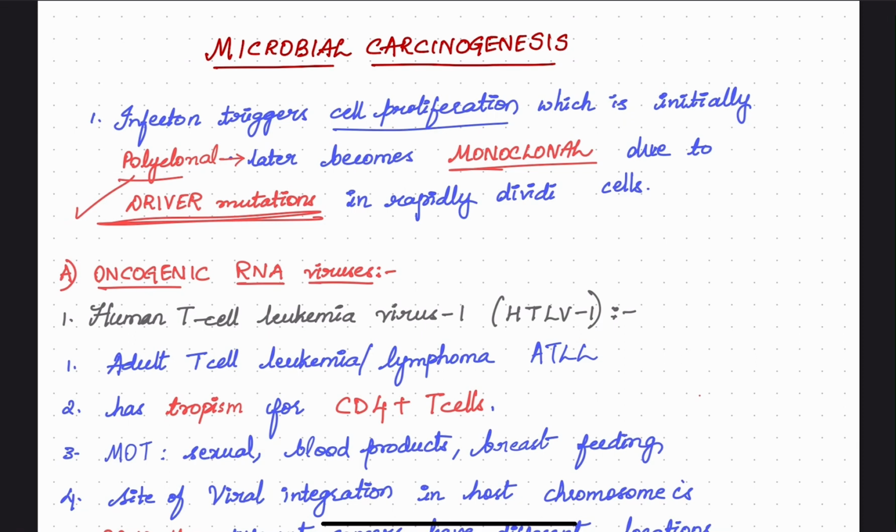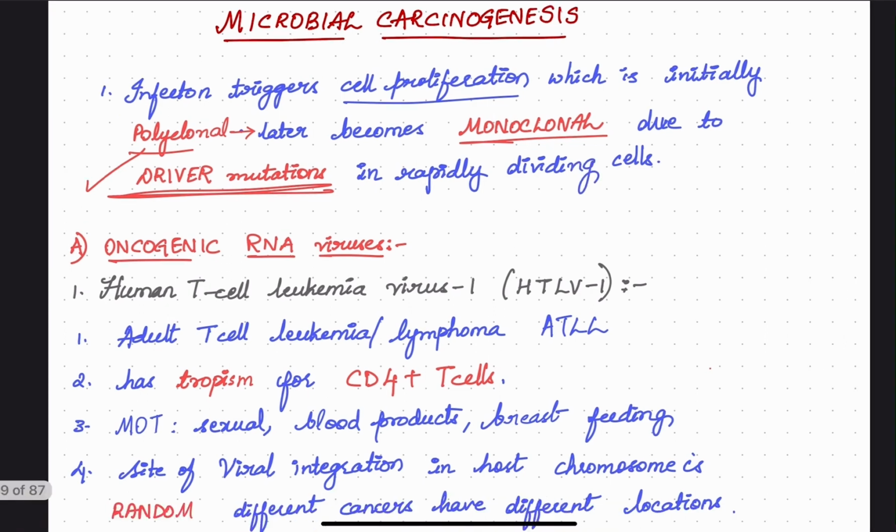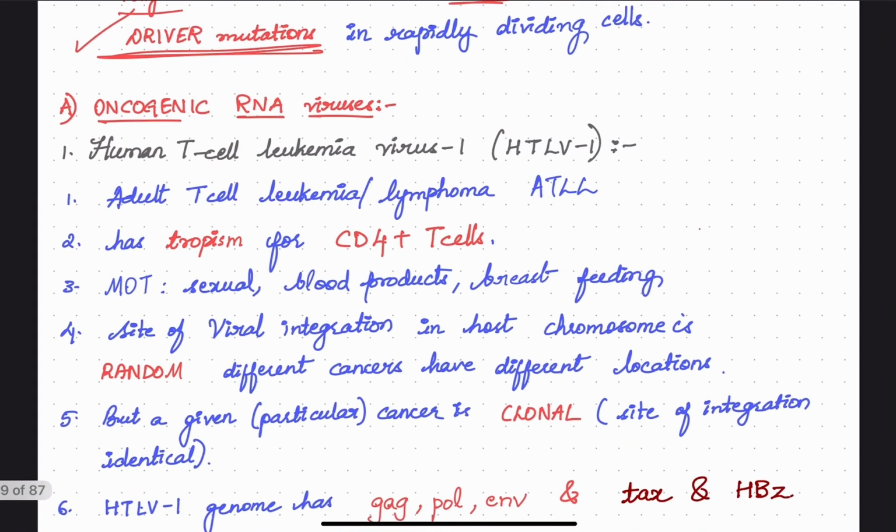Driver mutations change the DNA sequences in the cells, making them proto-oncogenic and ultimately causing cancer. It becomes a tumor. So polyclonal cells become monoclonal because of acquiring driver mutations in rapidly dividing cells. So let us study a few viruses and bacteria that are oncogenic.